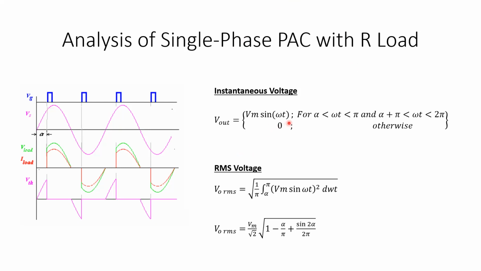If you consider this as the supply voltage, Vm sin ωt, we are turning it on between α and π, and then again between α+π and 2π. So the instantaneous voltage we can easily write like this. This circuit will only conduct from α to π, then π+α to 2π. So that's what we have mentioned here.